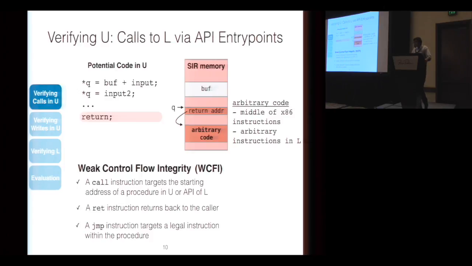CFI has been heavily studied in literature. There are standard definitions, and we claim that our definition is slightly weaker than the standard notion of CFI, and that's because we can allow calls to go to any procedure in U. We don't really need a call to target the procedure that was intended in the source code. But even though this is weaker, we show that it's enough to give us the property we want, which is that U interacts with L only via API entry points, which, as you can see, follows directly from the first constraint on the call instructions.